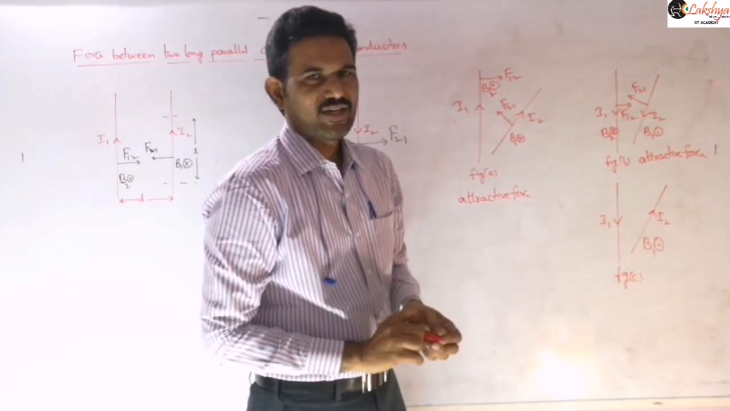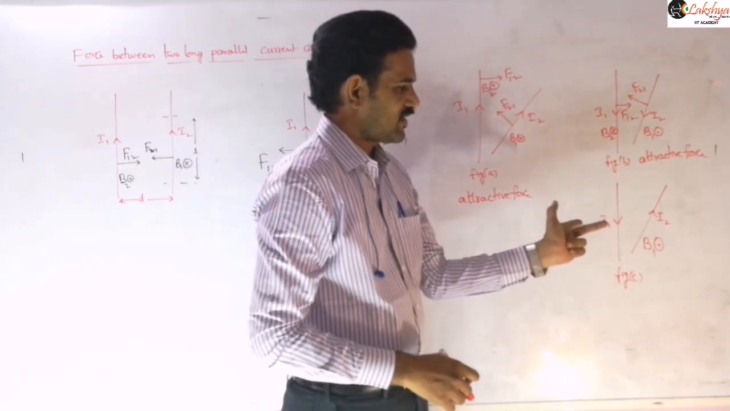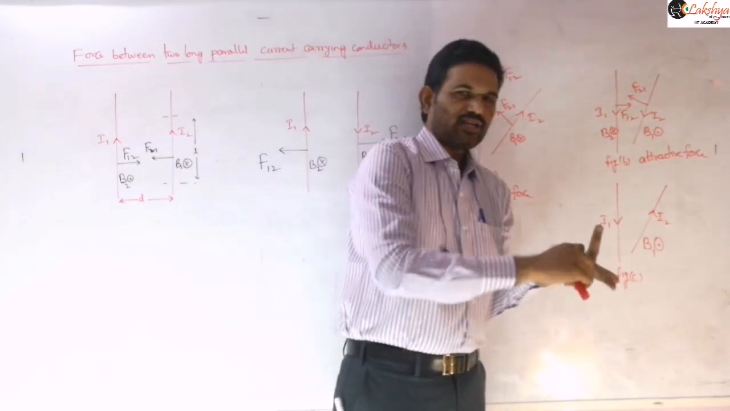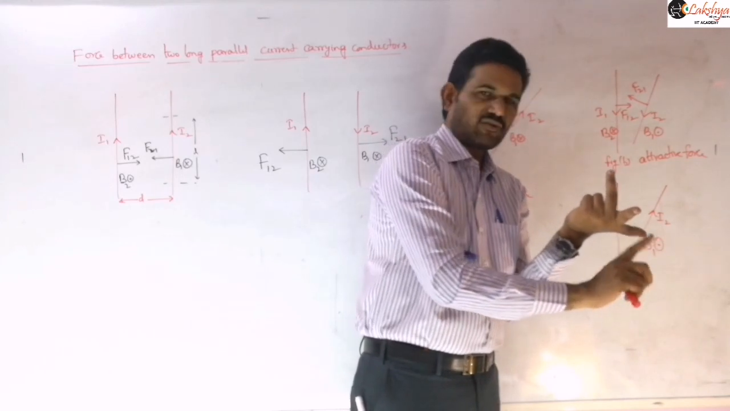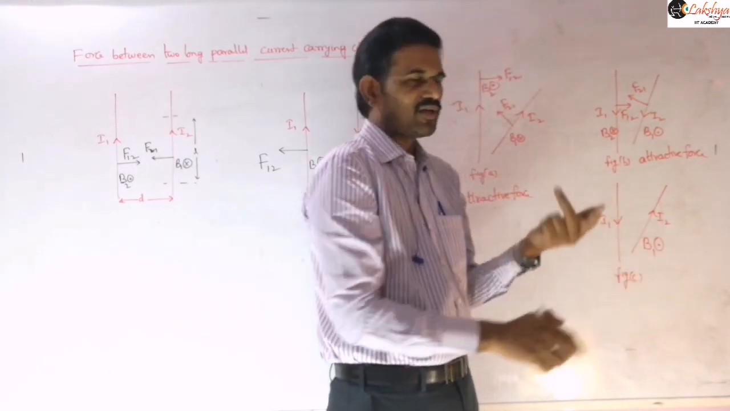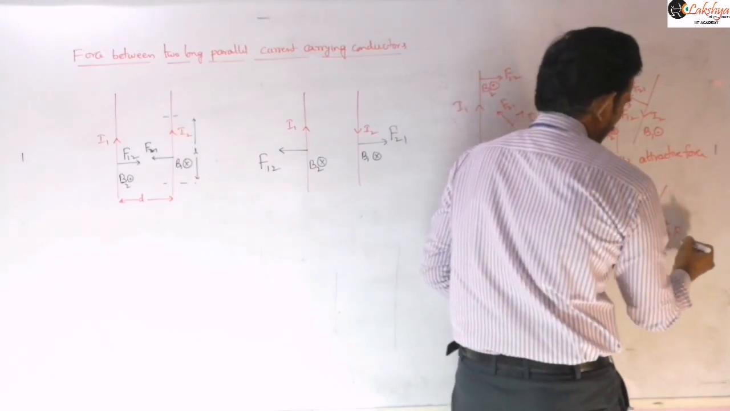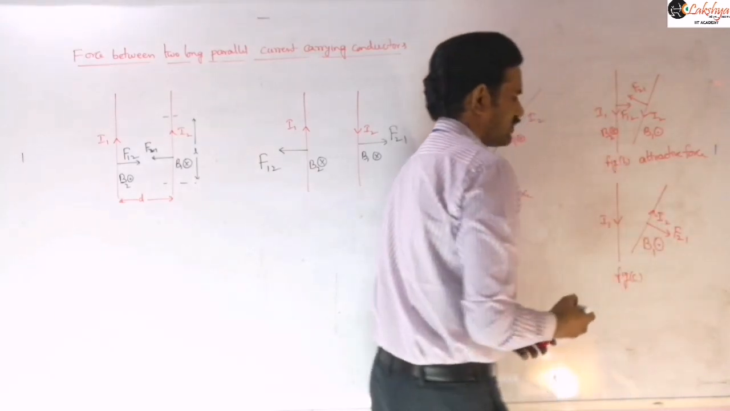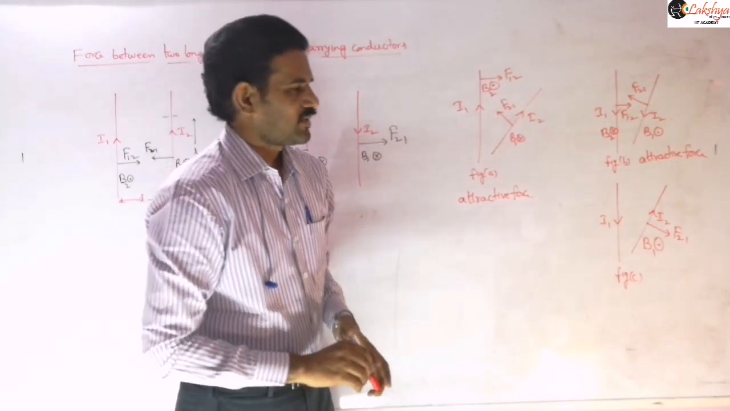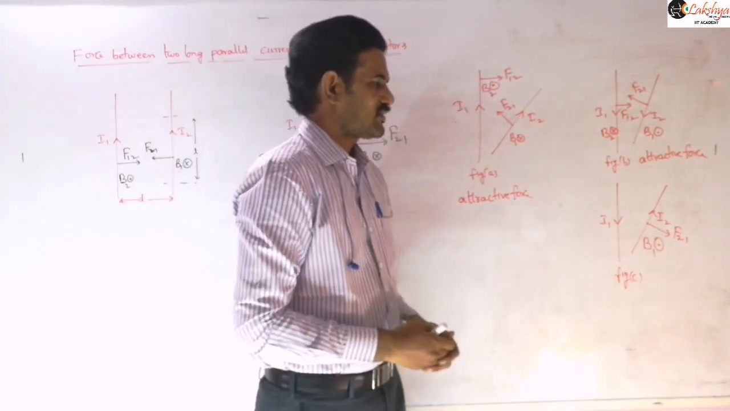Now apply the left hand rule and identify the direction. Field is out of the plane and current is flowing along this direction. Then you can observe that the force you will get is downwards, perpendicular to the conductor. And so this is along this direction here, F21, right?